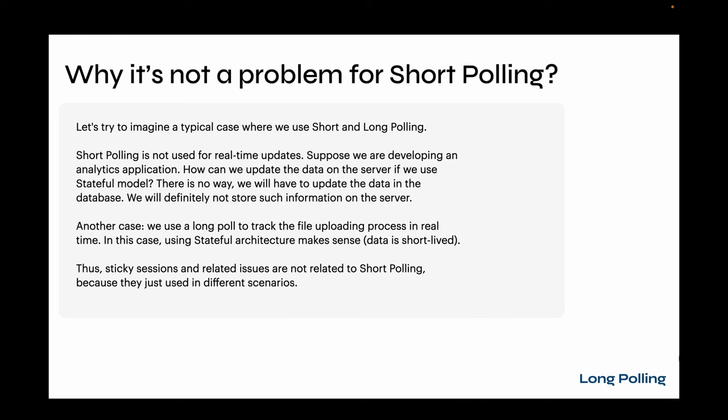Why don't the same scaling problems affect short polling as they do long polling? Let's consider a typical use case for short and long polling. Short polling isn't used for real-time updates. For example, in an analytics application, data on the server would typically be updated via the database, not stored on the server. In contrast, long polling might be used for tracking real-time file uploads, where a stateful architecture makes sense because data has a short-lived nature. Therefore, issues related to sticky sessions are generally not applicable for short polling, as they are used in different scenarios.